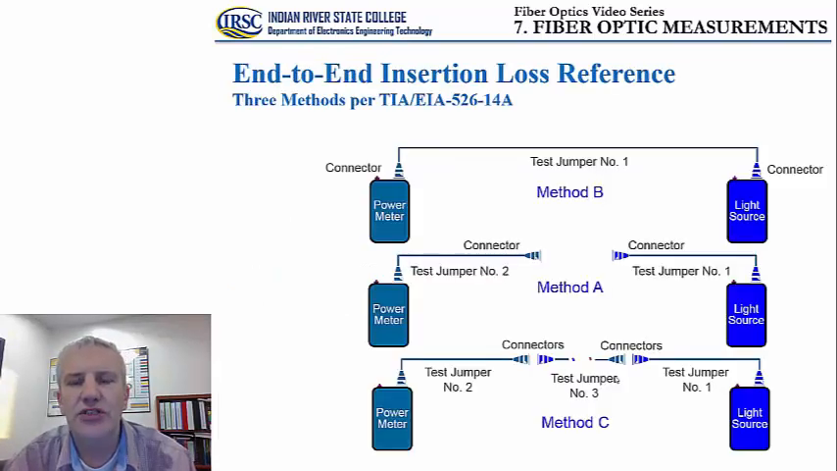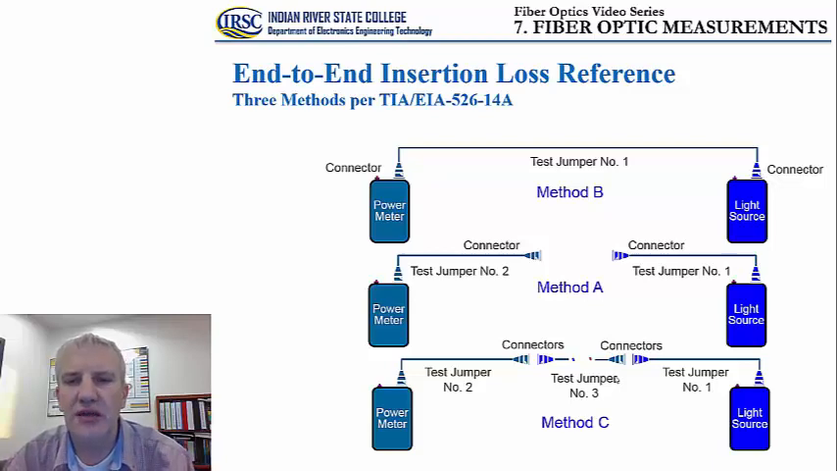It's important to mention when we are talking about fiber optic measurements that there are certain standards out there that you have to abide by when you're doing fiber optic measurements. One important aspect is the so-called end-to-end insertion loss reference that needs to be established if you are doing measurements with OLTS or power meter. So basically, there are a few methods here: method A, method B, and method C.